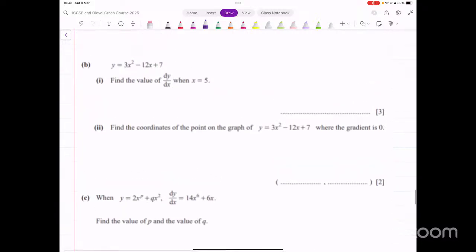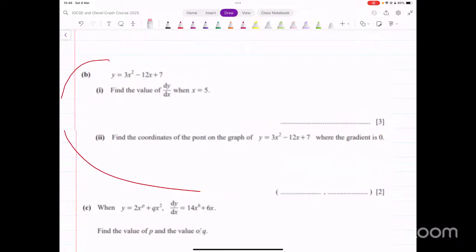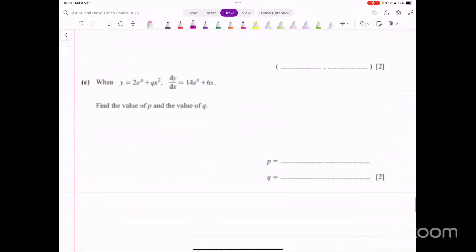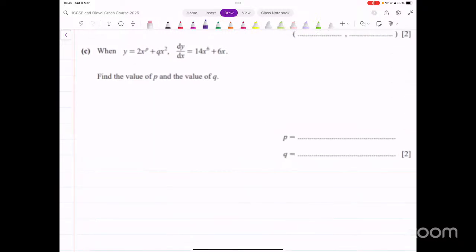Okay, now this one is relatively straightforward. Let me look at this part C only. It's very similar to the one question that we did earlier as well, but I'll do it quickly. We have a function given and the derivative of this function given. We need to find the values of P and Q. How do we do that? We can find our own derivative.